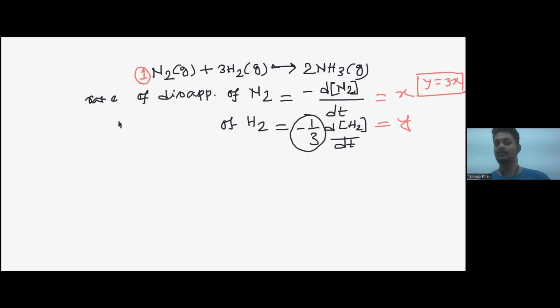Because this is the rate of the reaction, the rate of disappearance is nothing but the rate of reaction. This is also the rate of reaction. So you can just equate these two.